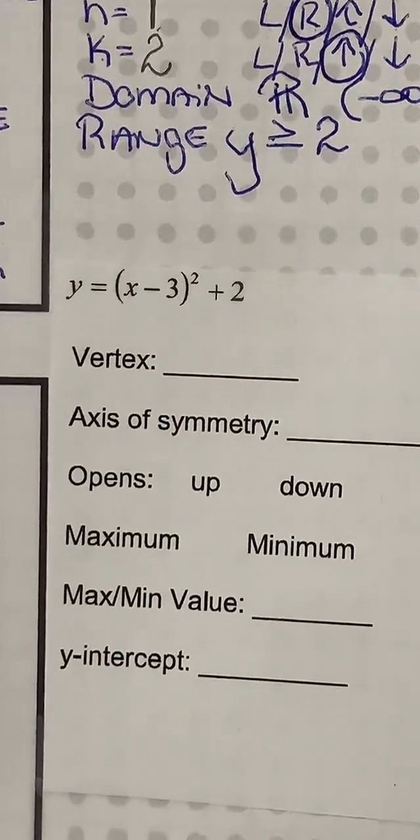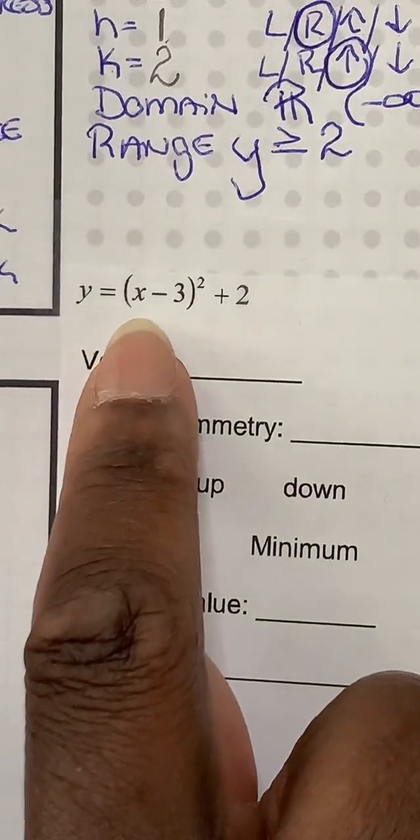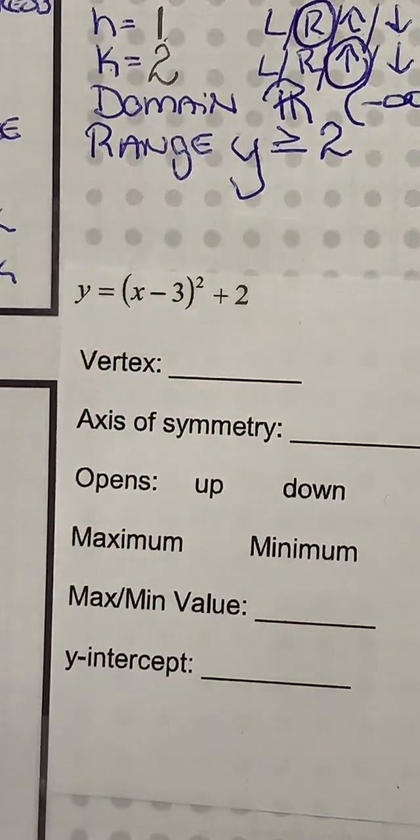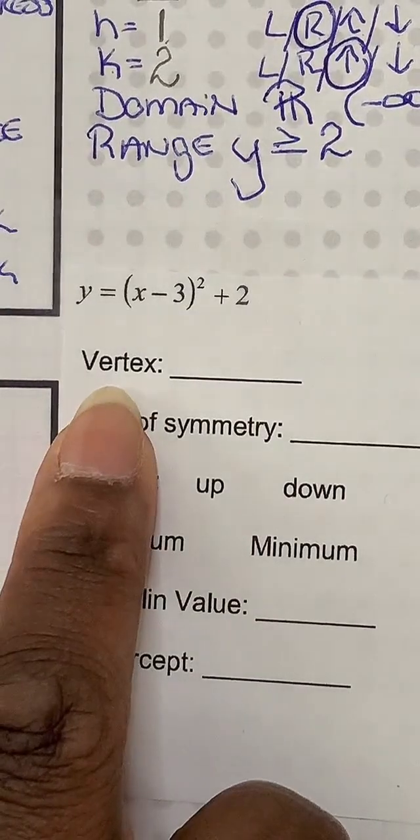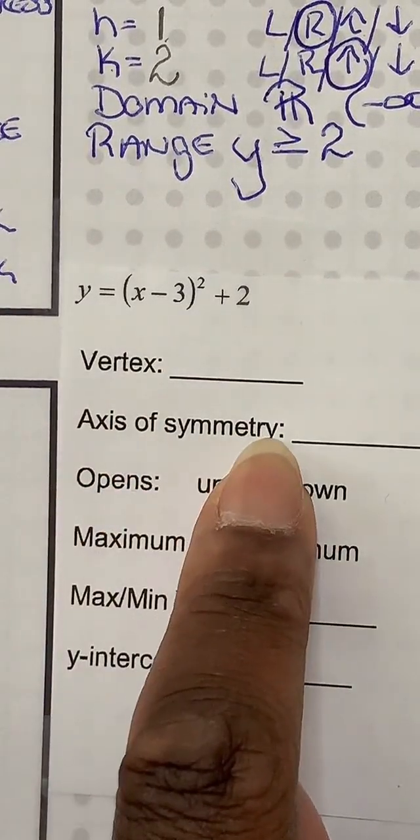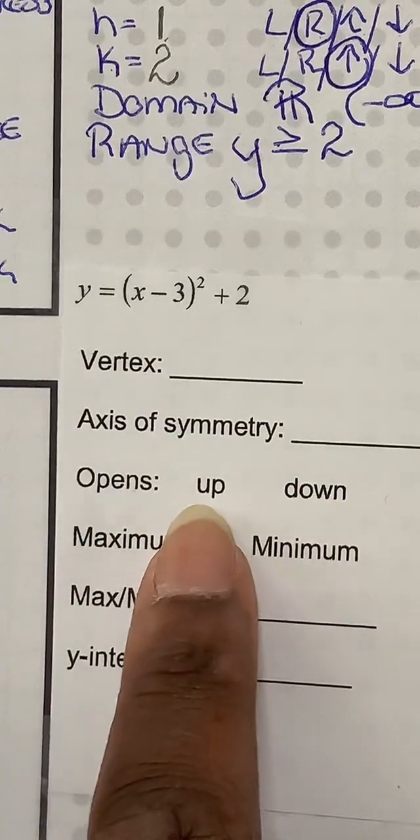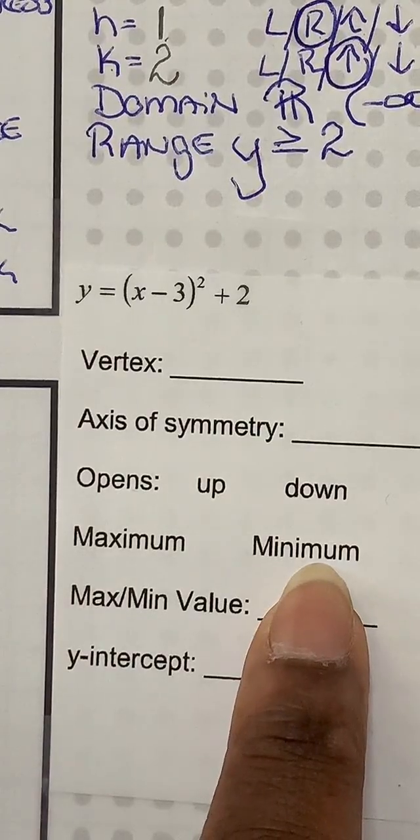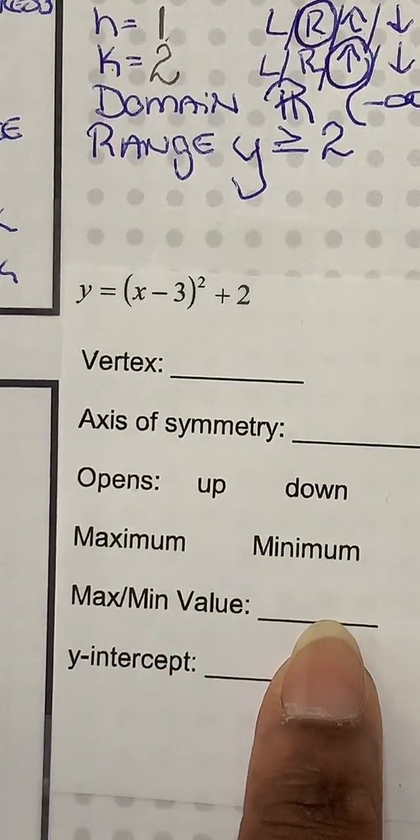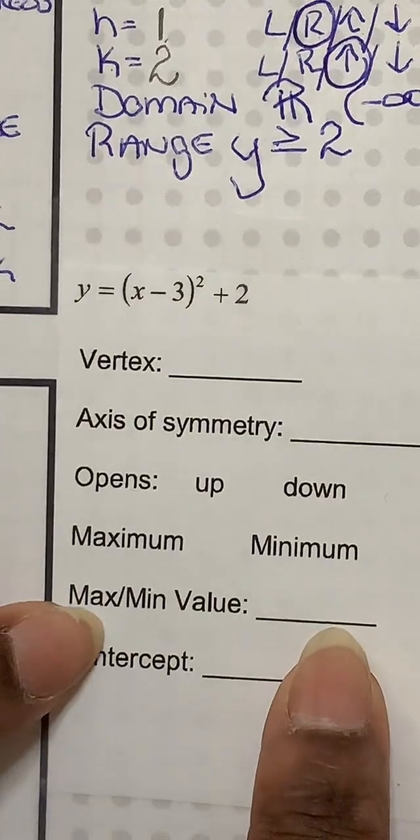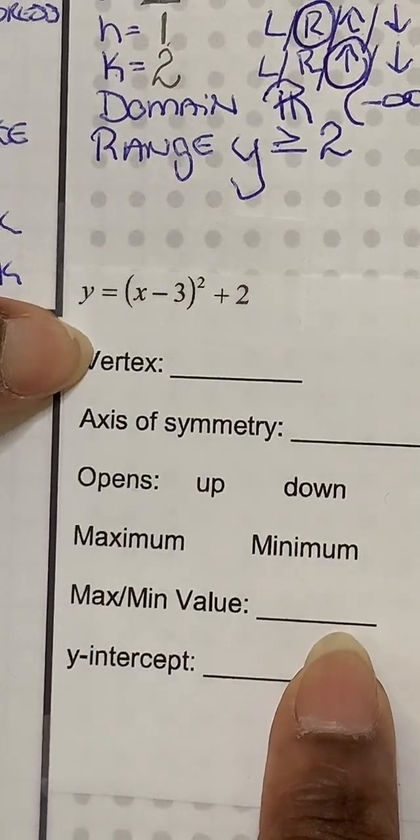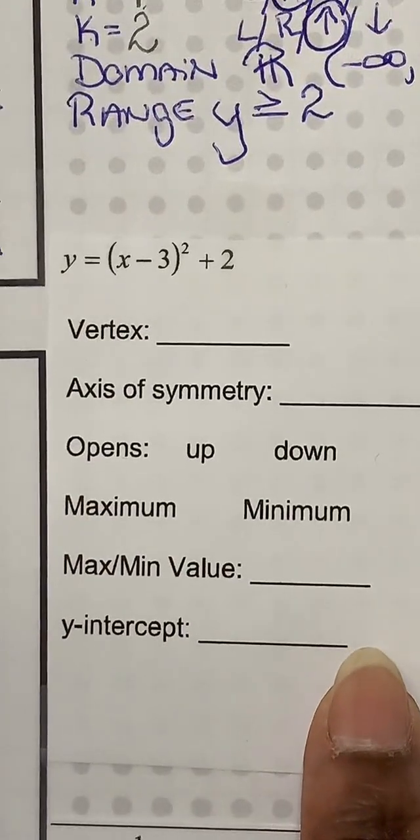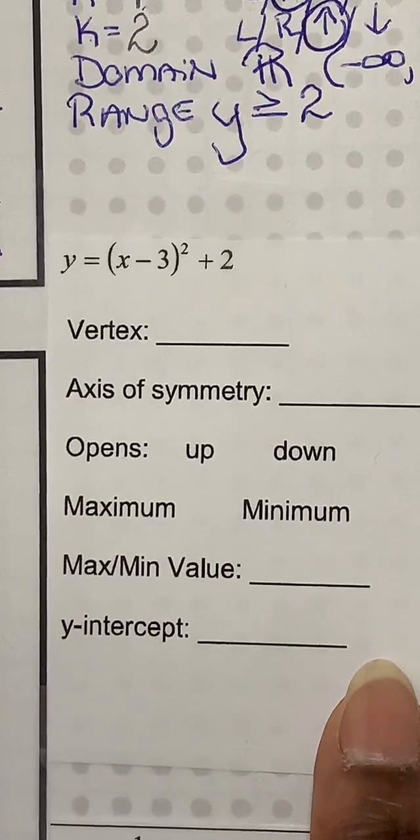Okay, we have our equation, which is y equals (x minus 3) squared plus 2. So we want to pull out our vertex, axis of symmetry, how it opens, if it opens up or down, do we have a maximum or a minimum point? And then what is the value of the maximum or minimum? Hence, that will go back to your vertex. And then what is the y-intercept? Where does this graph cross at the y-axis?